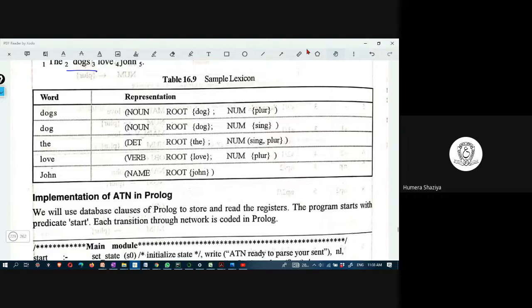Then love is a verb. The root is love, and the number is plural. If it is loves, it will be singular. John is a name, and the root is John only.